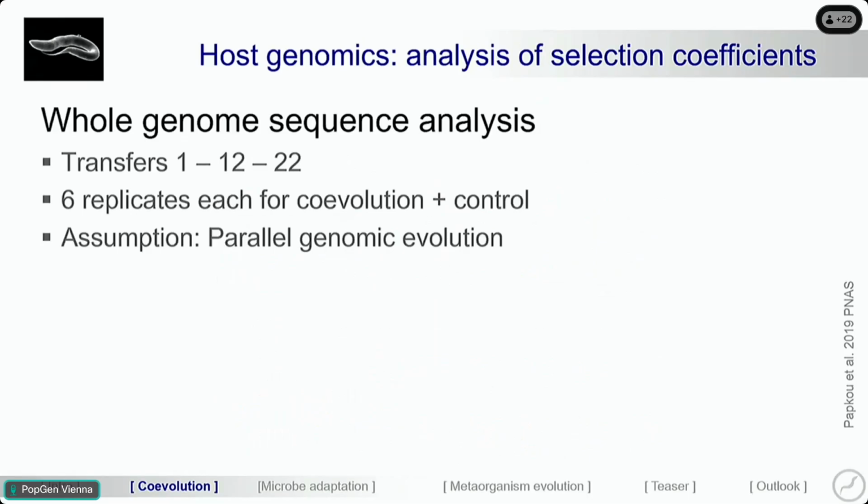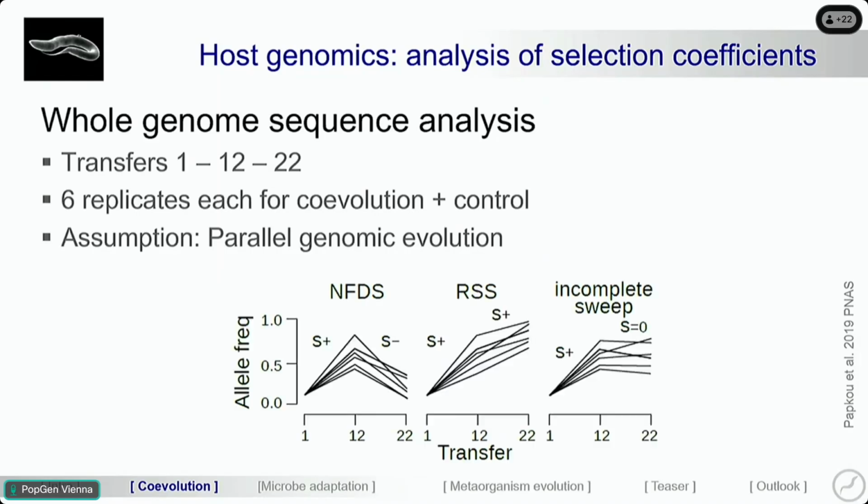Then, of course, the next interesting question is what's happening at the genomic level. So what is underlying this pattern? So we obtained pooled population genome sequences from transfers 1, 12, and 22. In this case, we focused on 6 randomly chosen replicates. And the assumption is that the dynamics that we see across these independently evolving replicates is in parallel.